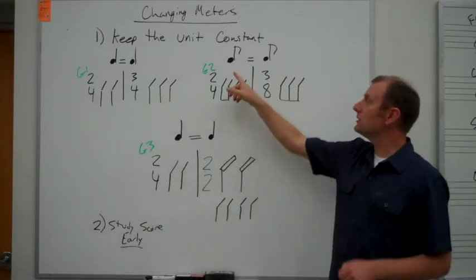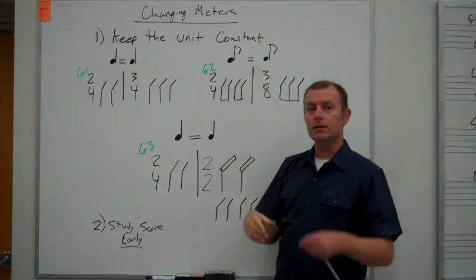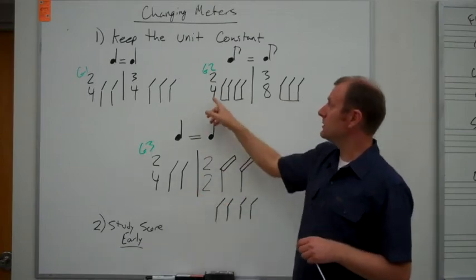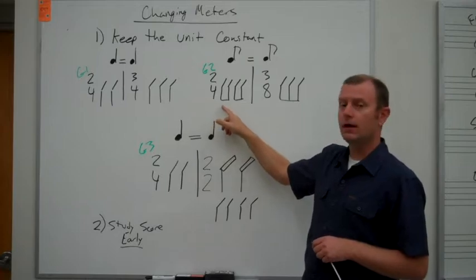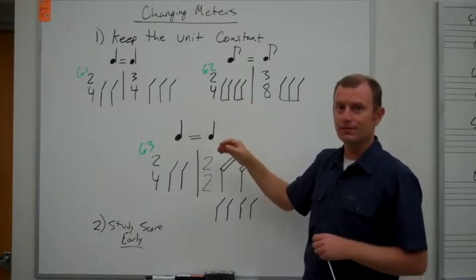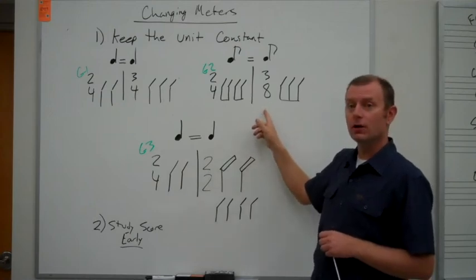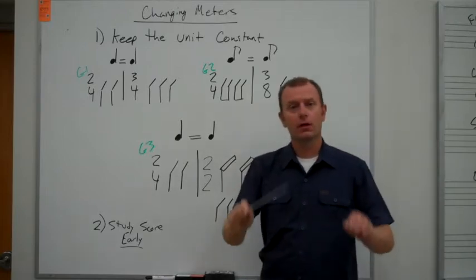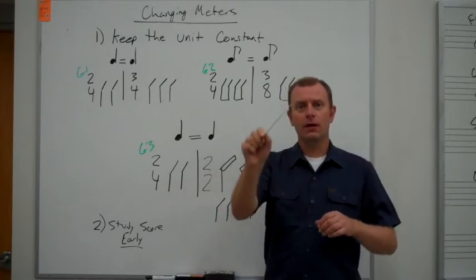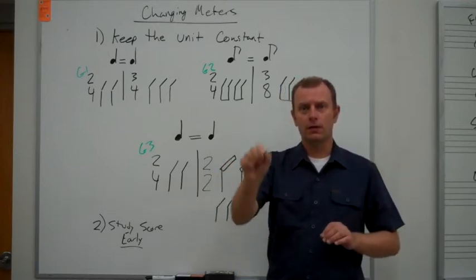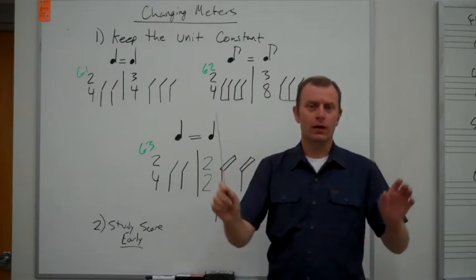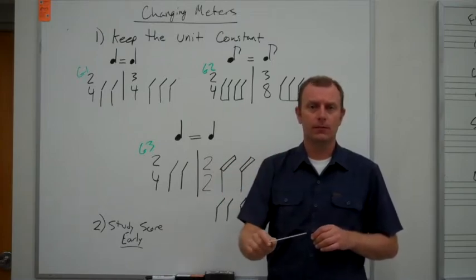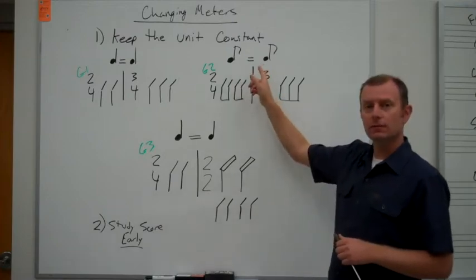When we look at something like G2, we see eighth note equals eighth note, indicating that the eighth note will stay constant from the beginning to the end. So, if we're doing this one and we see a 2-4 measure where there are four eighth-note subdivisions, and then we go to a 3-8 measure where there is one beat with three subdivisions, we know that the eighth note is going to stay constant. Eighth, eighth, eighth, eighth, eighth, eighth... Or one and two and, one, two, three, one and two and, one, two, three. The eighth note stays constant.